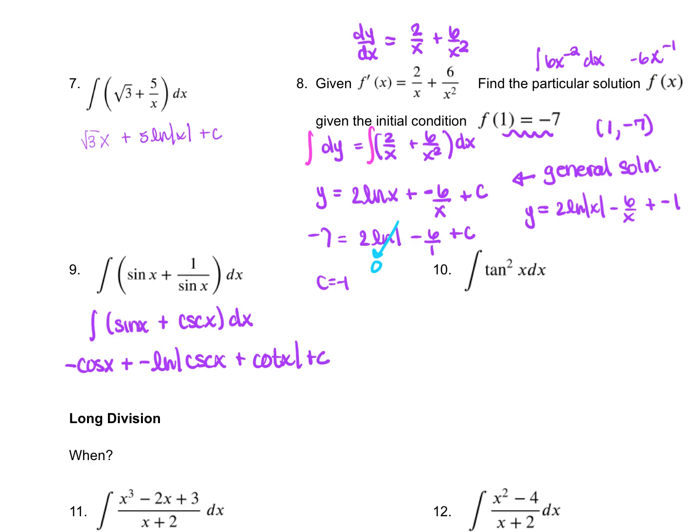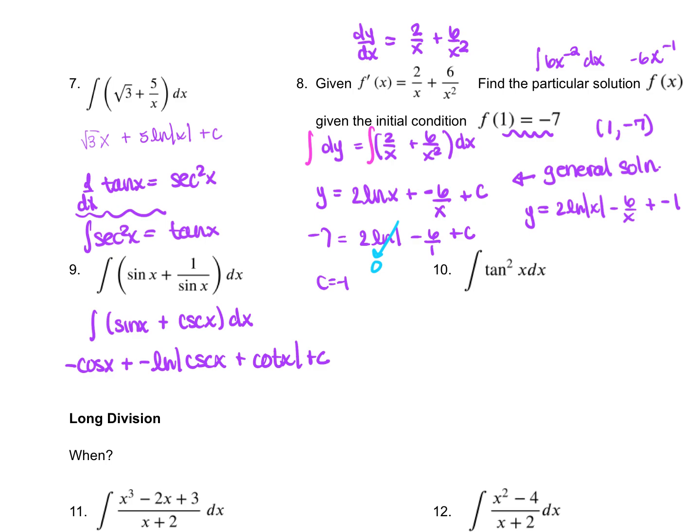Now, number 10, the integral of tangent squared. Now, I know the derivative of tangent is secant squared, but I don't have tangent. I don't know the integral of tangent. I don't know the integral of tangent squared. But if I know this, that tells me the integral of secant squared is equal to tangent.